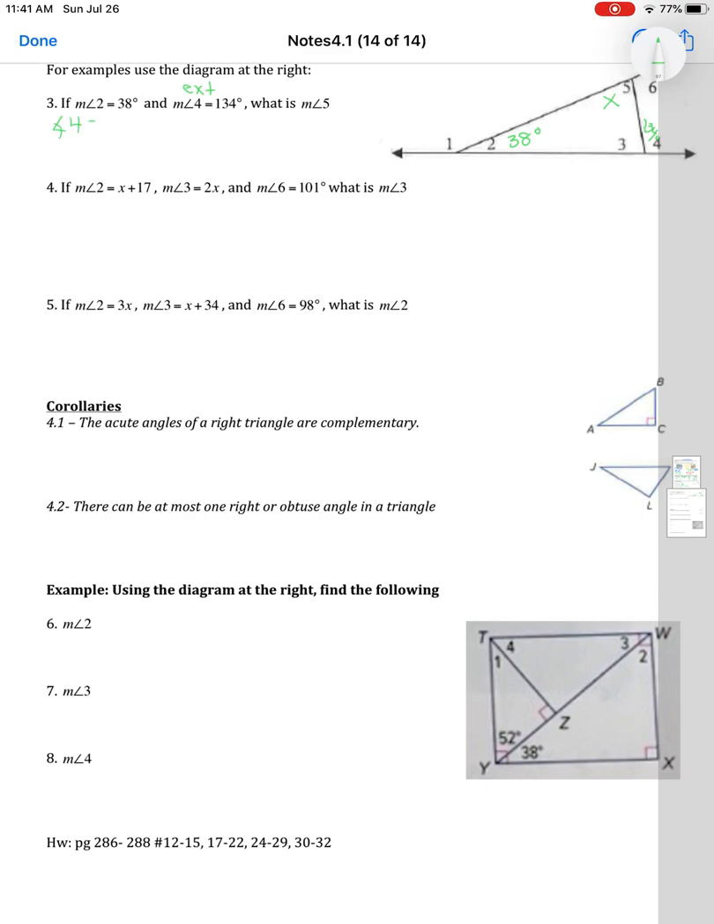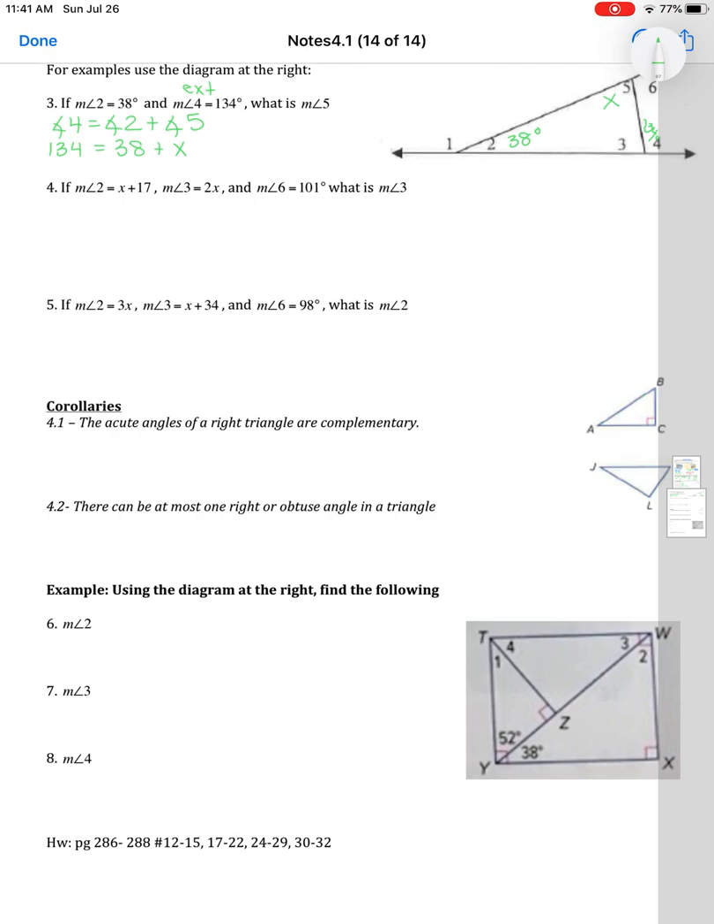All right, so let's apply a little bit of algebra with these now. After each one, I'm going to go back and erase it, so just make sure that you're using a pencil when you're filling this stuff in. So it says angle 2 is 38 degrees and angle 4 is 134. And we are finding 5.